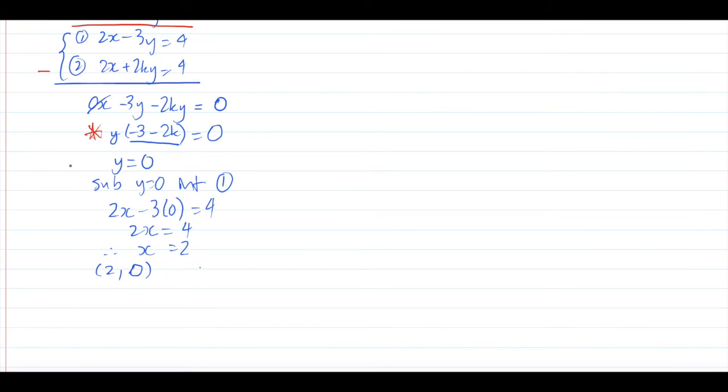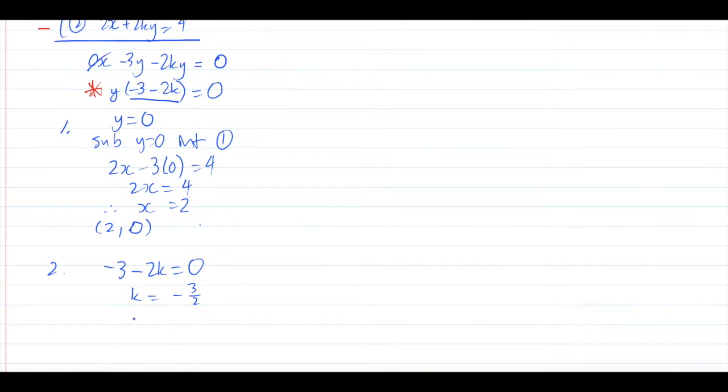So one way you can think of it is, oh yeah, y equals 0, therefore my equation is satisfied. Or the second way of thinking about it is, if minus 3 minus 2k is equal to 0, which if we try to solve for k, that is negative 3 on 2. So if k is equal to negative 3 on 2, then this equation in this sense is also satisfied. So what does that mean?